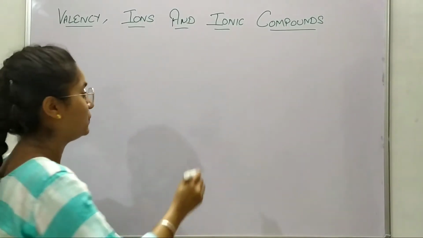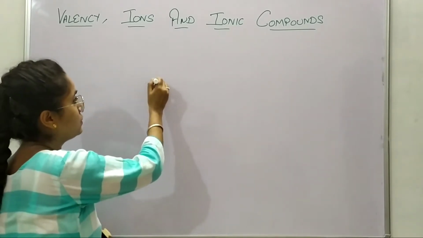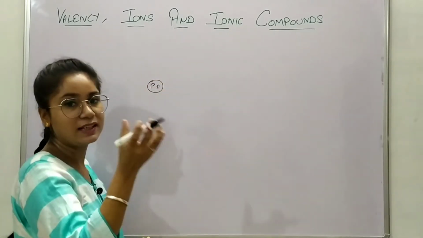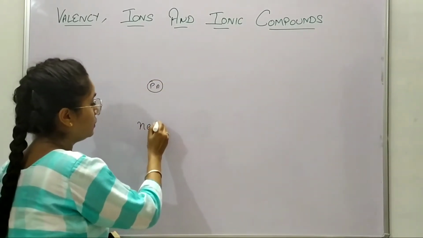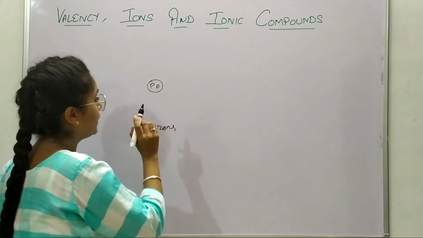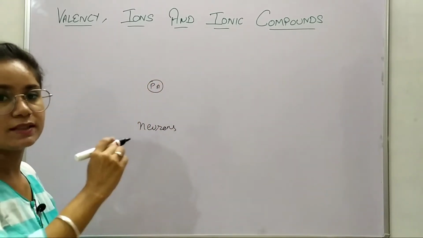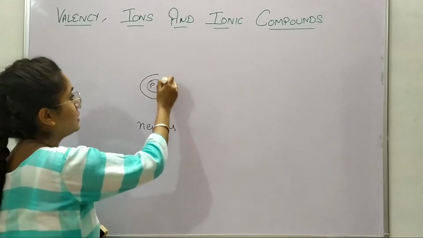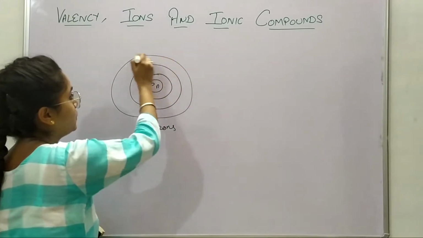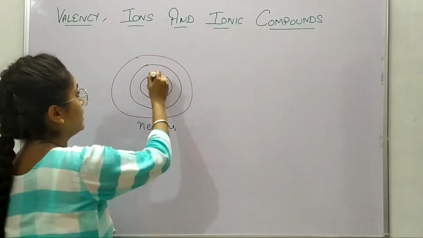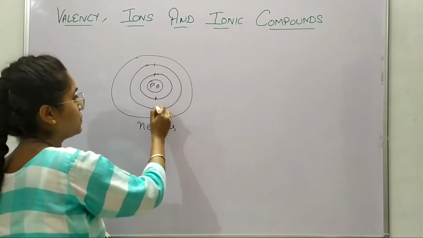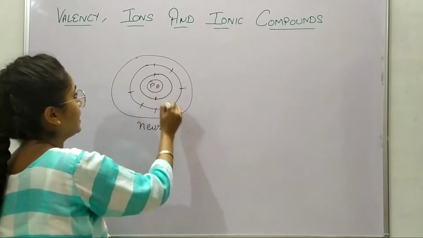Well, we all know that an atom consists of a nucleus in which there are protons and neutrons, which are collectively known as nucleons. And surrounding this nucleus, we have electrons which are revolving around it in a particular orbit. The first shell contains 2 electrons. The second shell will eventually contain 8 electrons, 1, 2, 3, 4, 5, 6, 7, 8.